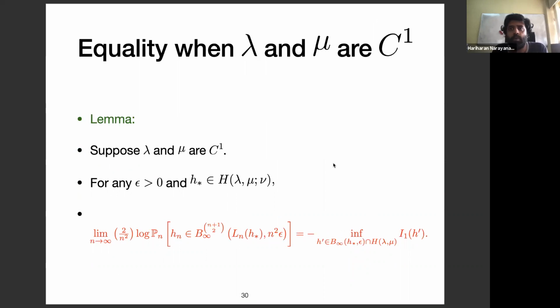When lambda and mu are C1, then in fact we have a slight additional argument, and we get a large deviation principle that involves the same kind of object on either end. So it's equality. Note that previously we had inequalities. Now we have an equality. And I will show you now how this is done.